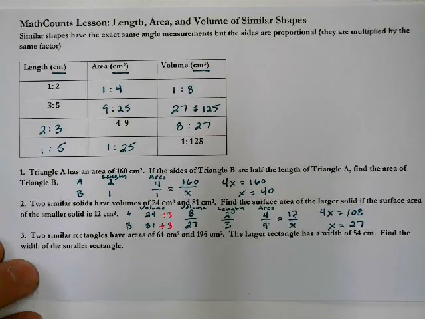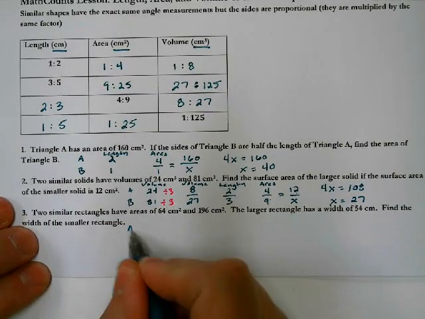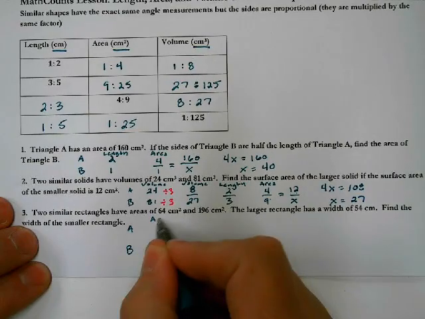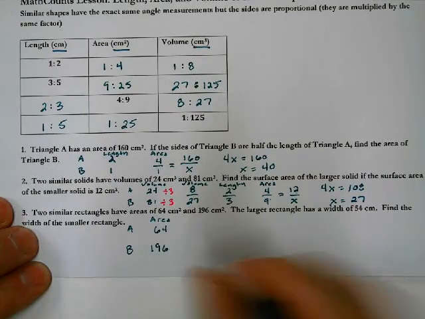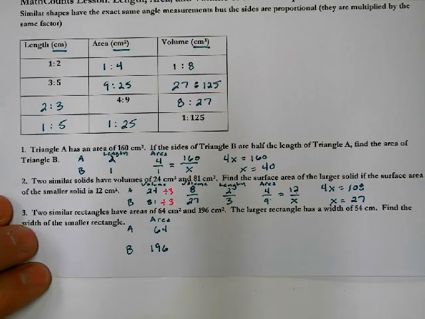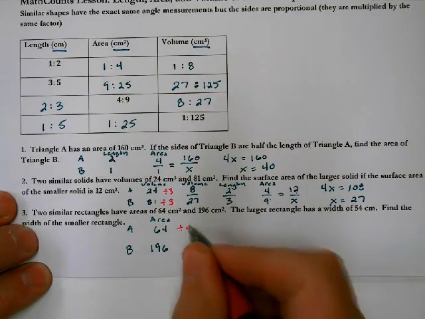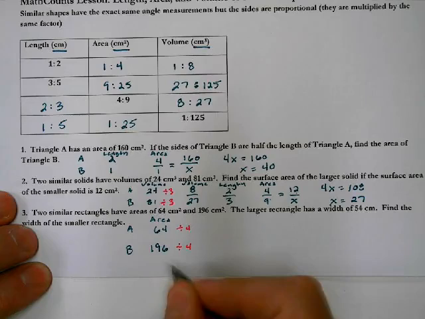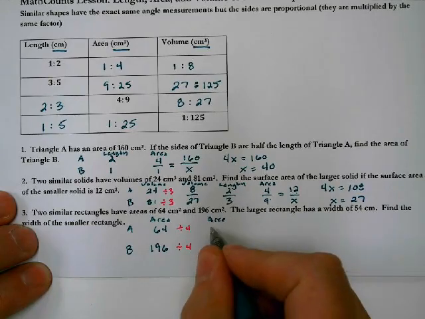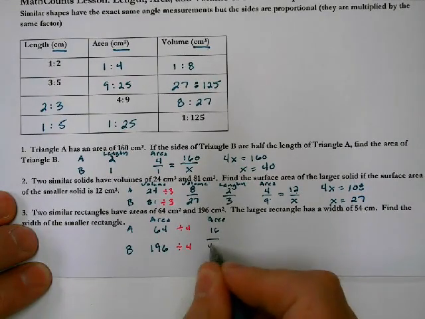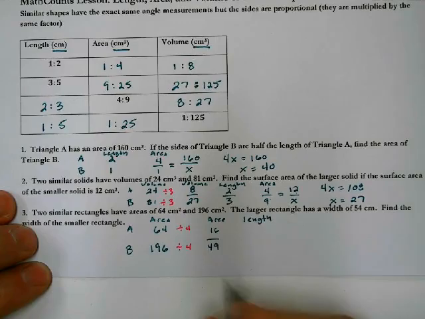All right, last one. Two similar rectangles have areas of 64 over 196. So here's the first one, here's the second one, and we're looking at the areas. So we have 64 over 196. Let's find the ratios first and see if we can reduce these. 4 goes into this one and that one. So this would be 16. That would be 49. So my area ratio, after reducing it, ends up being 16 over 49. So if my area ratio is that, I know that my length ratio should be the square root of this, 4 over 7.